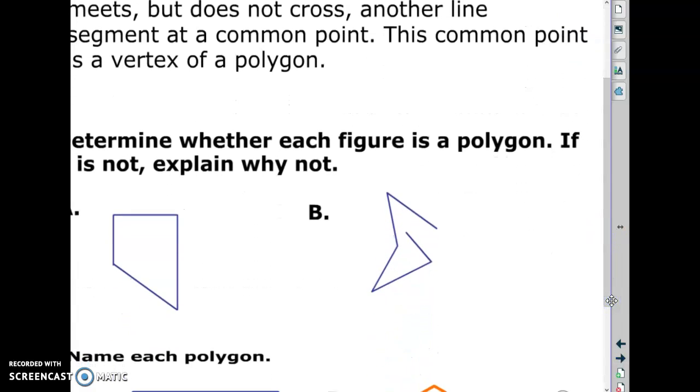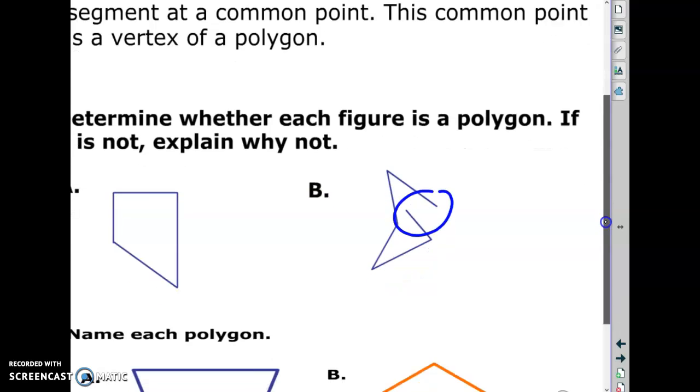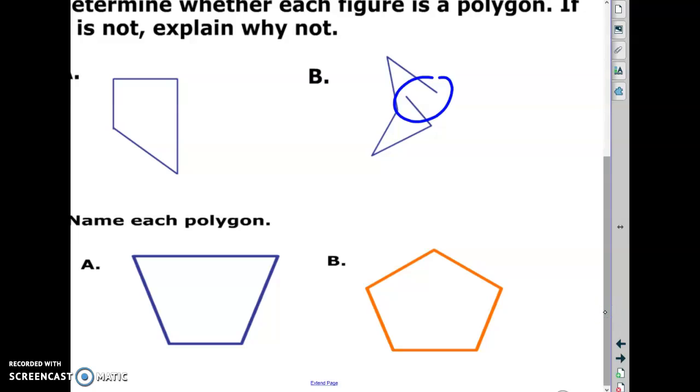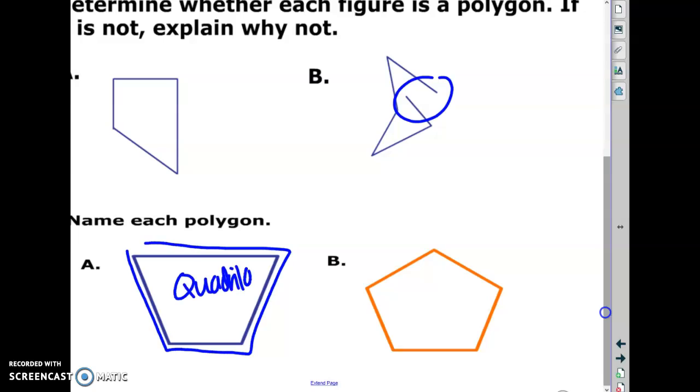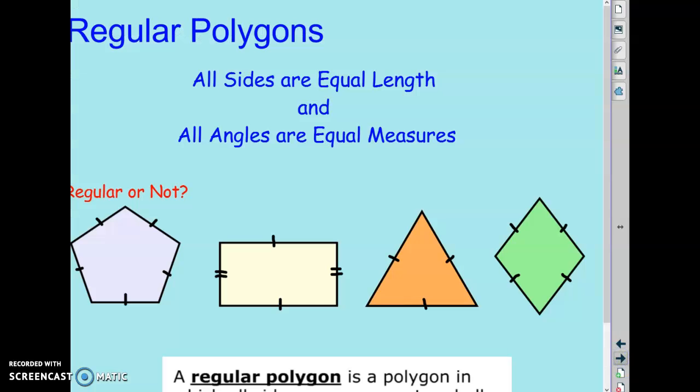So letter A right here is a polygon. Letter B is not due to this right here. Okay, down below, name each polygon. If I counted 1, 2, 3, 4 sides, it is considered a quadrilateral. A little more specific, it could be called also a trapezoid. Letter B, 1, 2, 3, 4, 5 sides would give us a pentagon. Okay, regular polygons were mentioned in the other video.